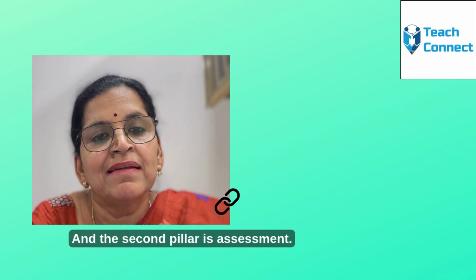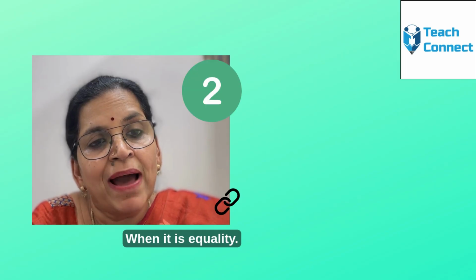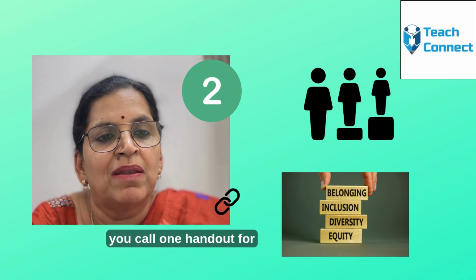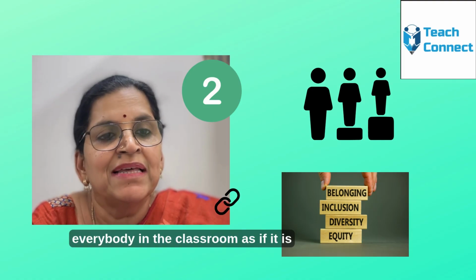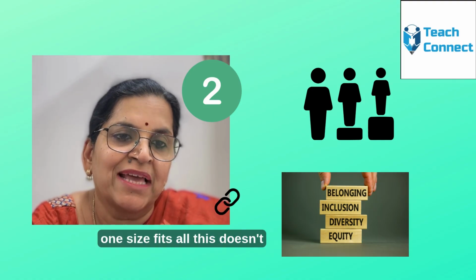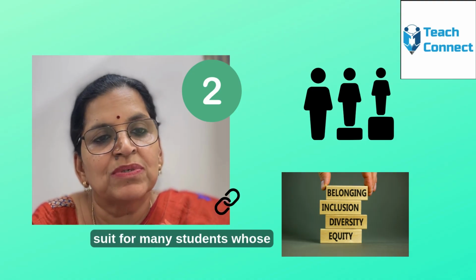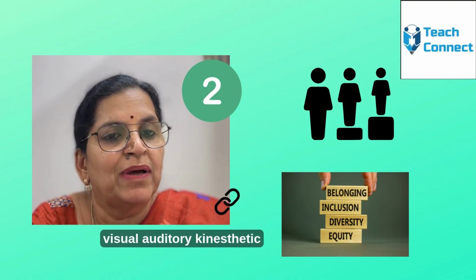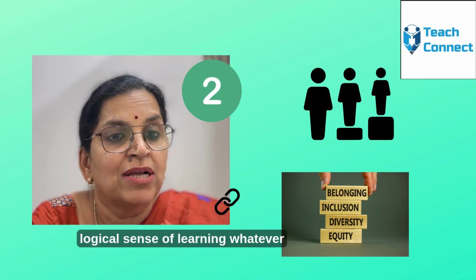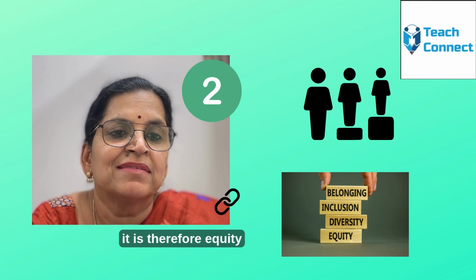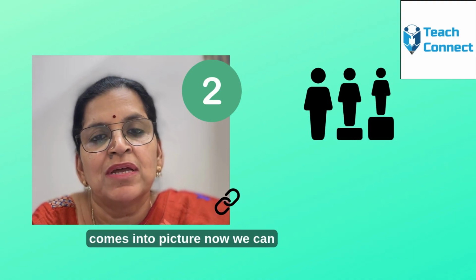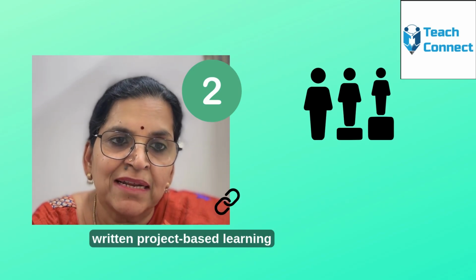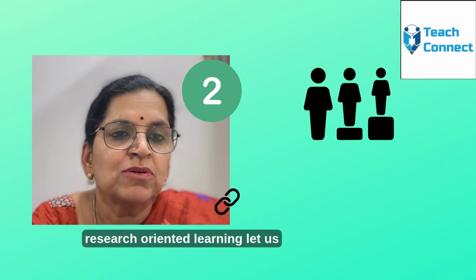And the second pillar is assessment. When it is equality, we give only one test, a common assessment, or one handout for everybody in the classroom, as if it is one size fits all. This doesn't suit many students whose predominant learning style might be visual, auditory, kinesthetic, or logical. Therefore, equity comes into the picture now. We can have flexible assessments, oral assessments, written, project-based learning, research-oriented learning.